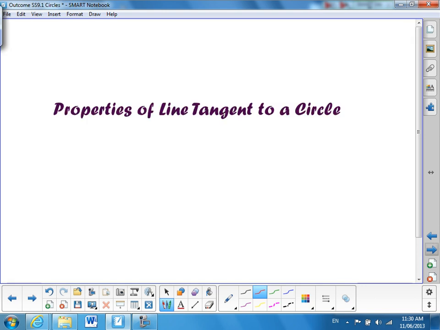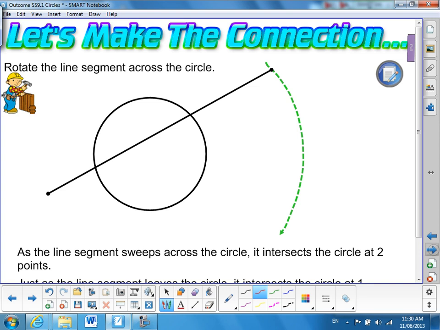Okay, we're going to talk about the properties of a line tangent to a circle. All the things we're going to do in this outcome have to do with circles and finding the lengths of different sides of triangles within a circle. If you have a line and it's crossing the circle, it crosses and hits at 2 points.